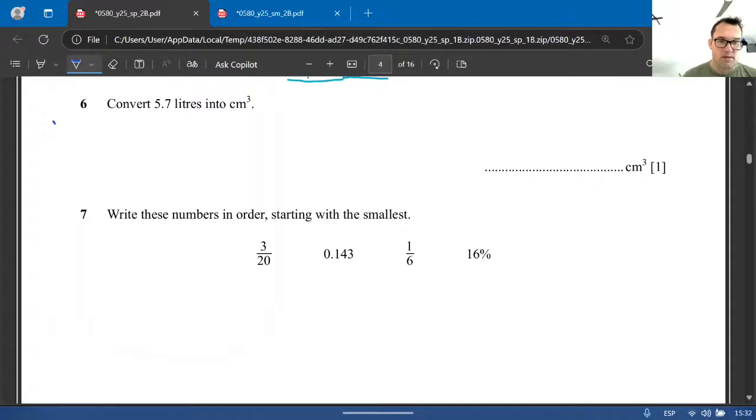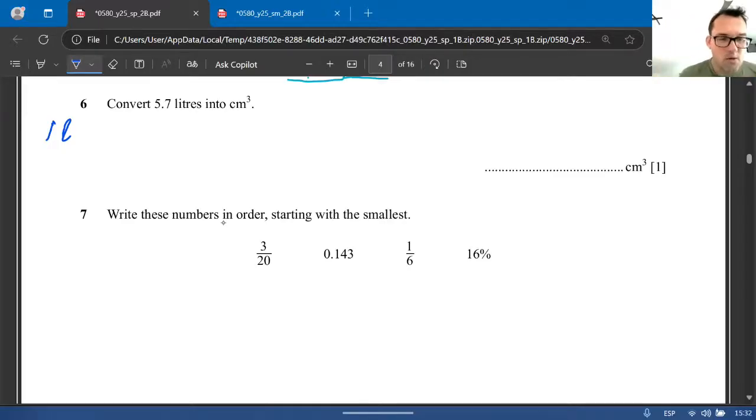Question 6. Liters to centimeters cubed. Just remember one thing. Think about 1 liter. Think about a box of milk you might have in the fridge, the long life milk boxes. Imagine that not being a cuboid, but a cube. How big would that cube be?